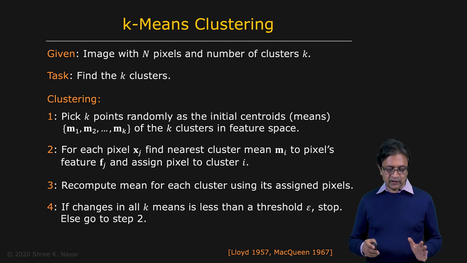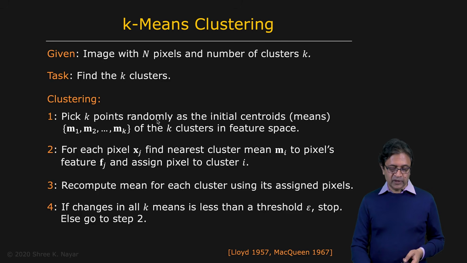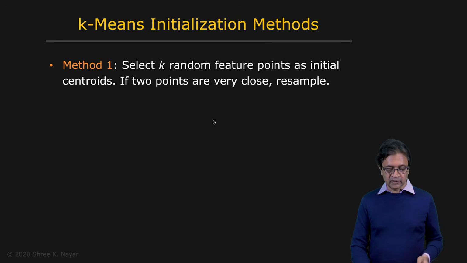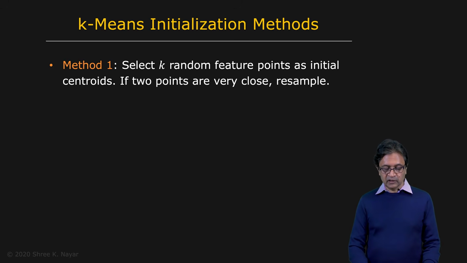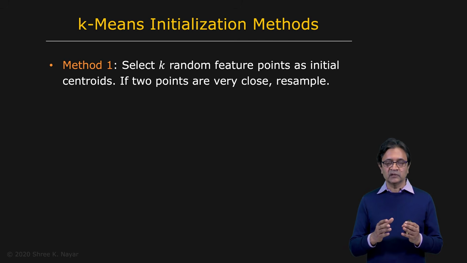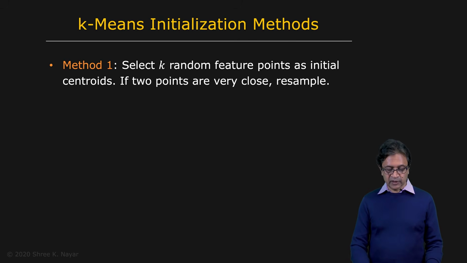The only thing that we want to say a little bit more about here is how we initialize this step right here, or step number 1, where we say we randomly pick k points in your feature space. Well, we can possibly do better than that. So we can actually improve on that a little bit. So method number 1 is select k random feature points as your initial centroids or means. And if 2 of them happen to be really close together, then you can just simply repeat that process.